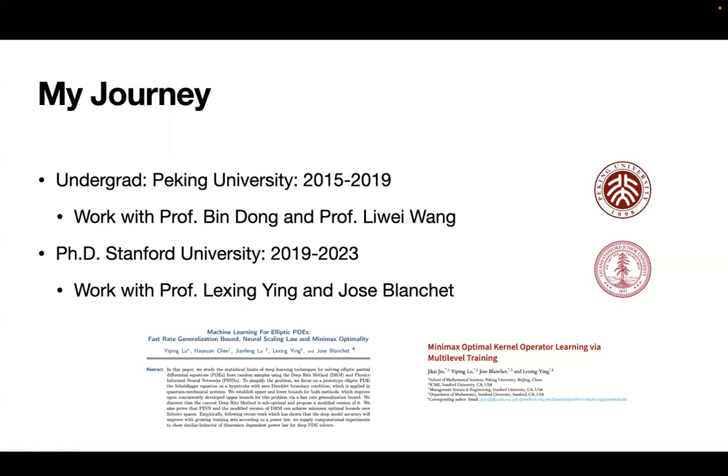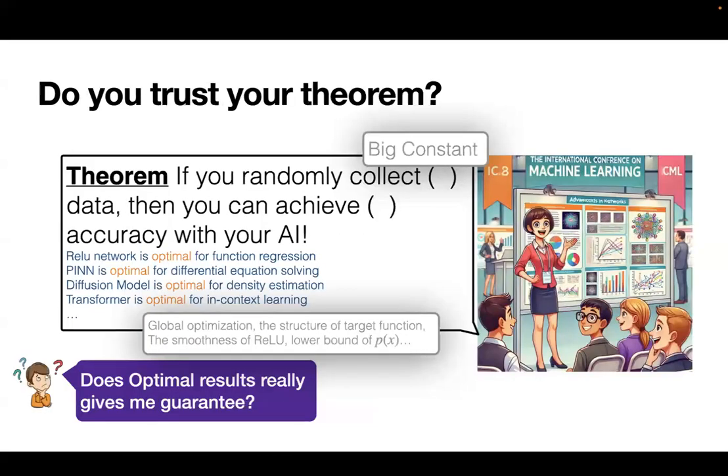Then I started my tenure-track job, and I asked myself a question: although I built theoretical guarantees for neural networks, do I trust my theorems? For numerical analysis of numerical PDEs, for finite elements and finite differences, what we have in the theorem is what we can simulate. But do I trust the theorems that I have built for AI-based scientific solvers? The answer is definitely not.